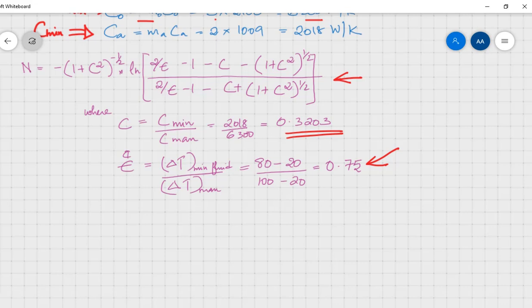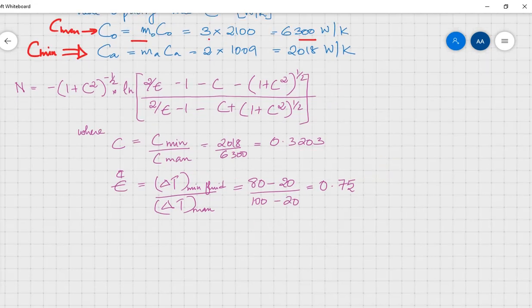So please be very careful when you calculate the effectiveness. Effectiveness as defined is equal to the change in temperature of the minimum fluid, which in this case is air, divided by the maximum possible temperature difference. 80 minus 20 is the temperature change of the cold fluid, that is air. The inlet temperature is 20 and the exit temperature of air is 80. So 80 minus 20 is the delta T of the minimum fluid.